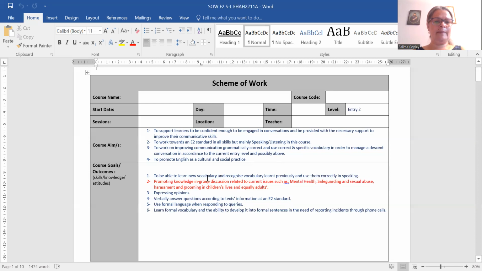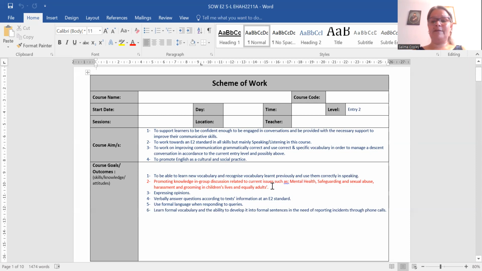All right, now we move on to the course goals or outcomes. What do you want your learners to achieve at the end of each session or at the end of the course? For me, this was mainly to do with psychology. You can, again, adapt it according to your learners' needs, the module you're teaching, and the course you're delivering. For me, the first outcome that I was hoping to achieve was to be able to learn new vocabulary, recognize vocabulary learned previously, and use it correctly in speaking.